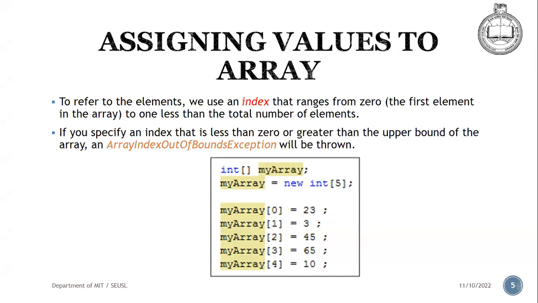So this is about assigning values to the array. Here we are mainly focusing on the index. You should always keep in mind the index will always start from 0, and based on the size, you can have the index ranging up to one less than the total number of elements, that is, one less than the size of your array.